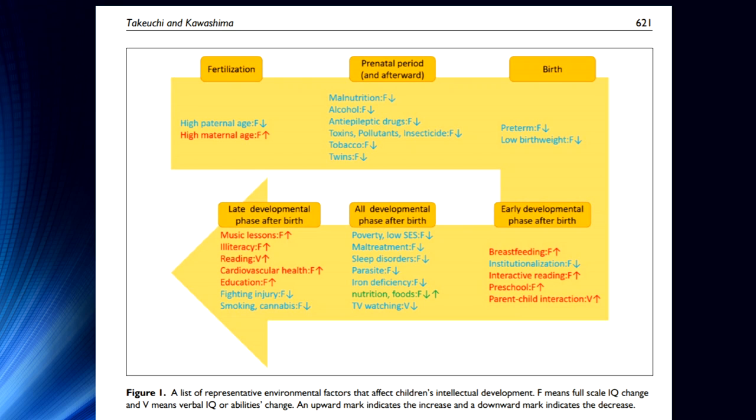Then we get to music lessons, reading, cardiovascular health, and education, all improvements, and then fighting injuries and smoking and cannabis, reductions in intelligence. So lots of things going on with the environment associated with intellectual development. In the next lecture, I will pick up on some specific intellectual disabilities and talk about learning disorders.